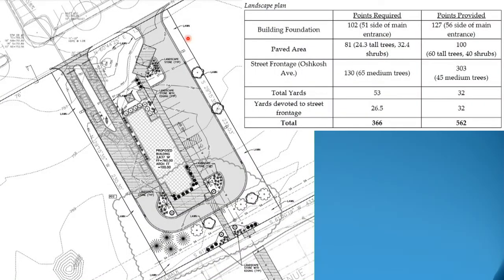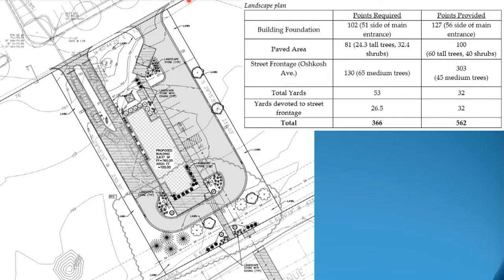Here's the landscaping plan. It is meeting paved area landscaping points. It will need to have a couple of trees added for the parking or drive aisle end trees, kind of where it meets the drive aisle. So the applicant will need to add those to meet the paved area requirement.